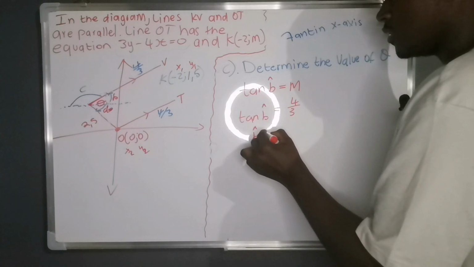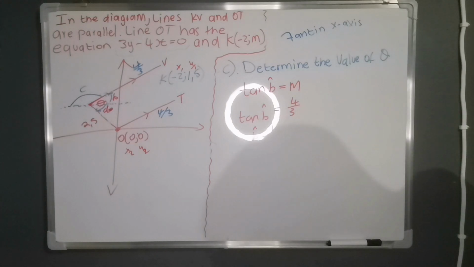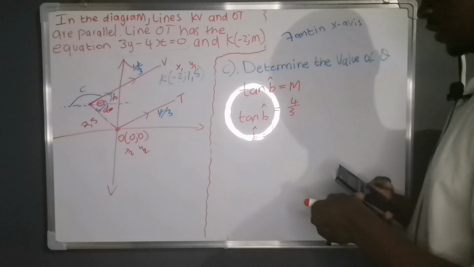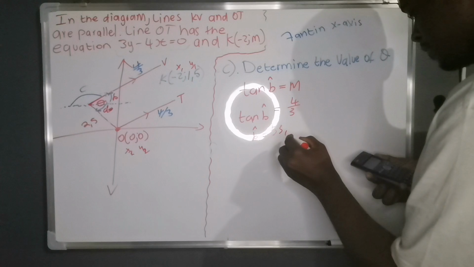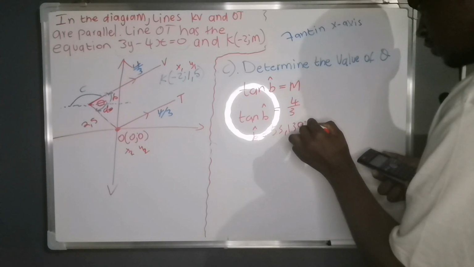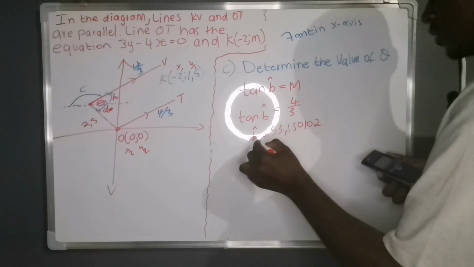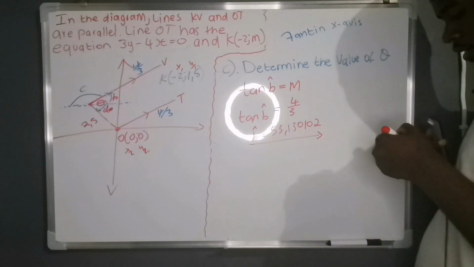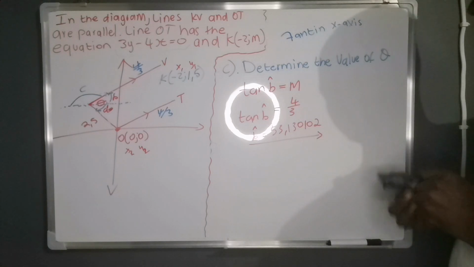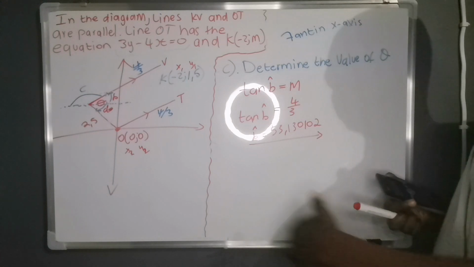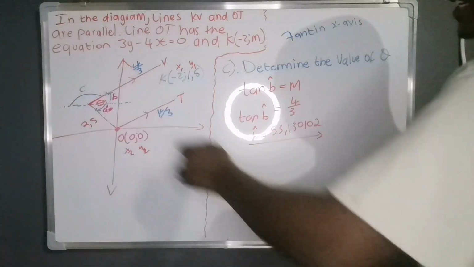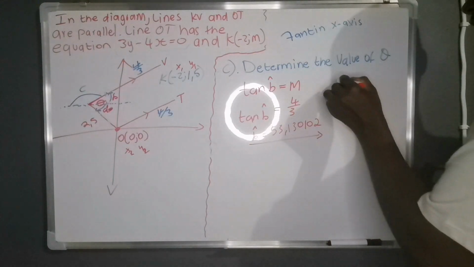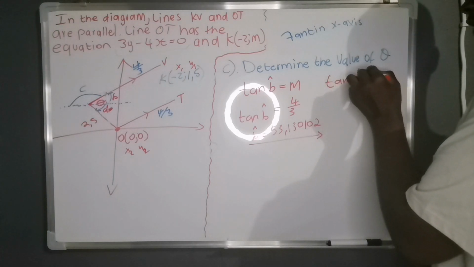Angle B is equal to the inverse tan of that line's gradient. How much? When I just say tan inverse of 4 divided by 3, it is 53,1 dash 10 2. Remember, do not round off early. Then now I have my B. I can find angle A through the very same process. Tan A is equal to M.